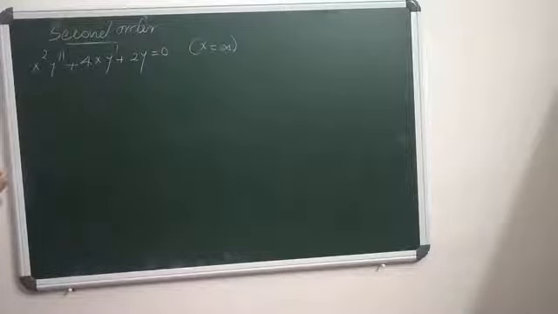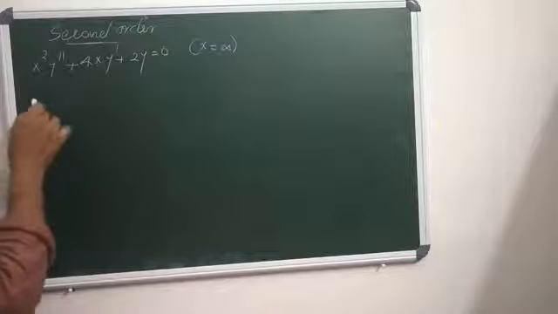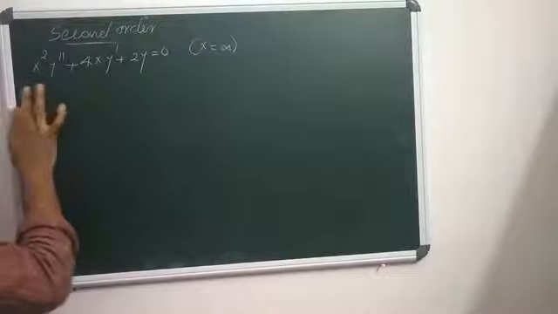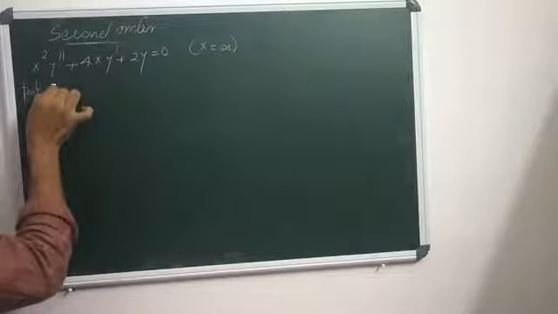How? Since x equals infinity means x has the largest value, with respect to that value we cannot directly say whether x equals infinity is a regular singular point. So for convenience, we take a transformation: put x equals 1 by t.